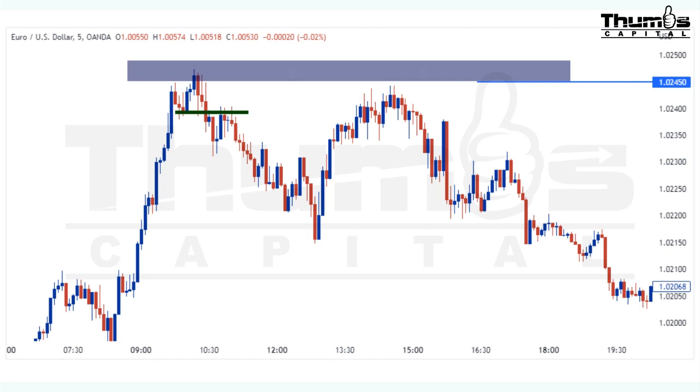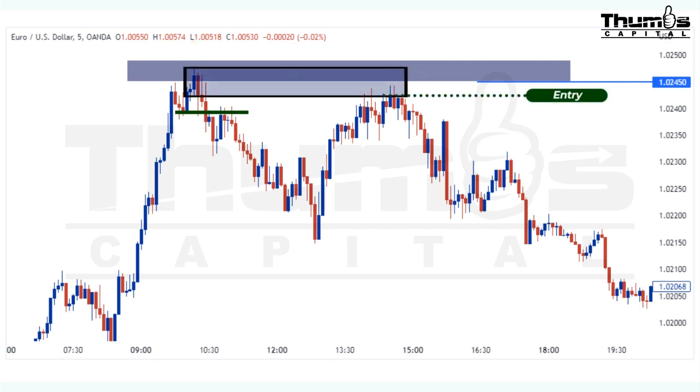The next step is to set our entry order. This last bullish candle before the break of structure is the supply zone that created the break of structure. Entry will be on this zone and stop loss will be a few pips from this high. The order will have been activated right here and the bearish move followed.